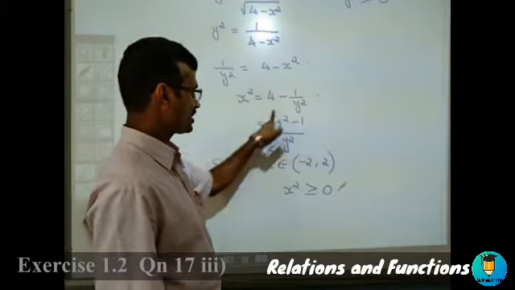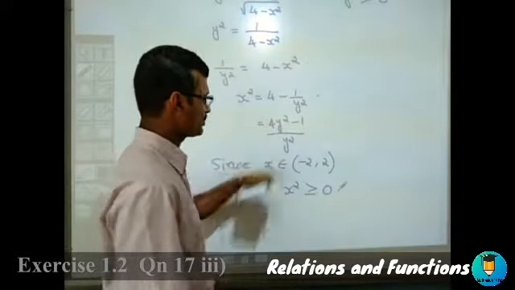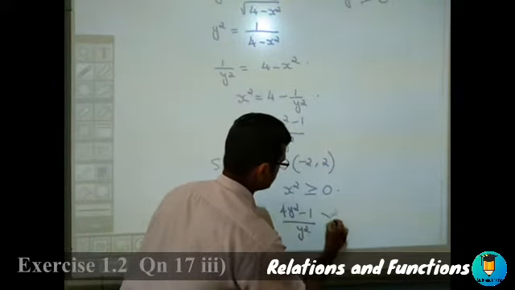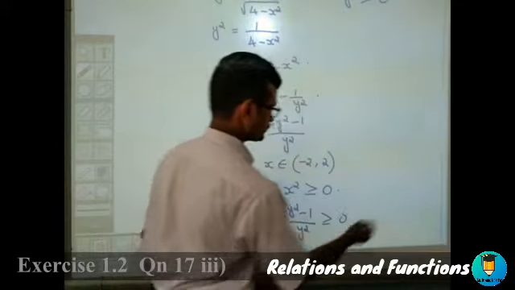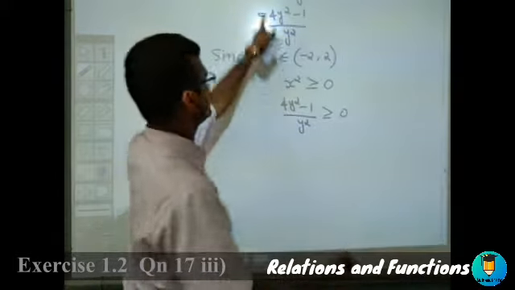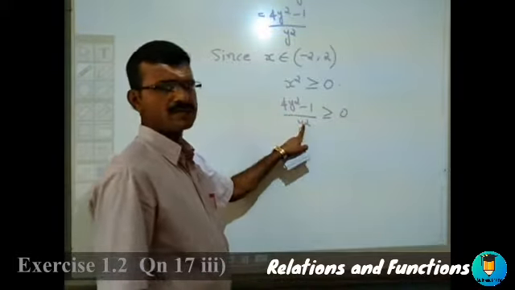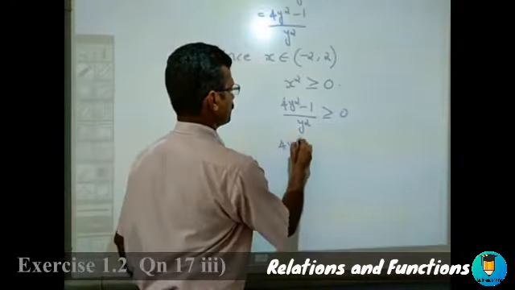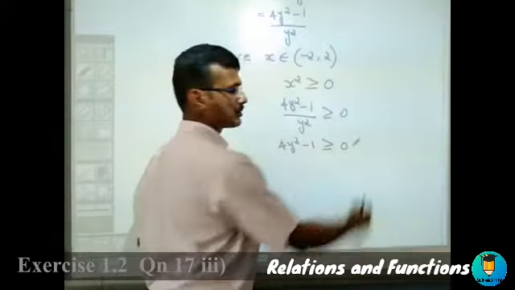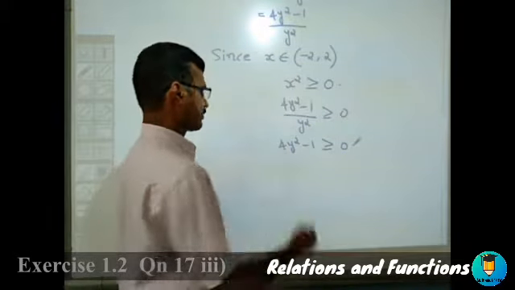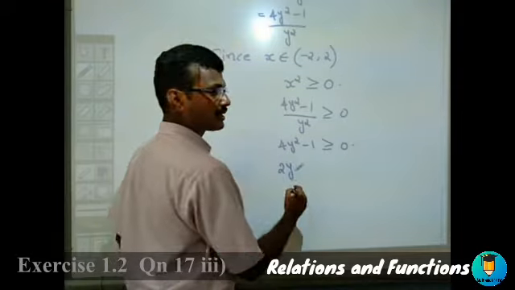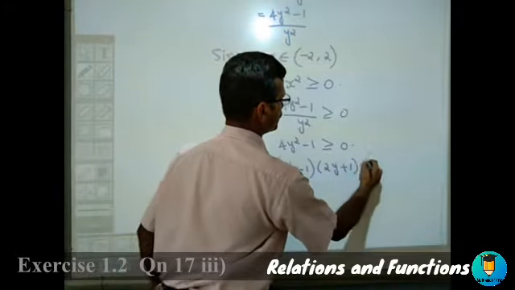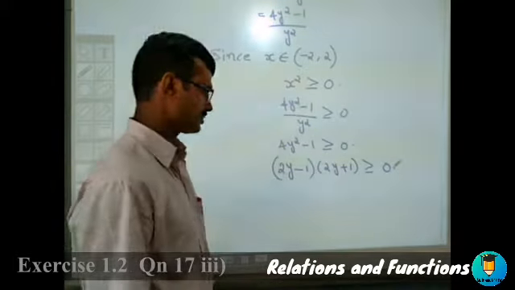That means this part is greater than or equal to x square, which means this is (4y square minus 1) by y square greater than or equal to 0. I have replaced x square. Since y square is positive, square of something is positive, so I can cross multiply: 4y square minus 1 greater than or equal to 0. Here again I can factorize: (2y minus 1)(2y plus 1) greater than or equal to 0.